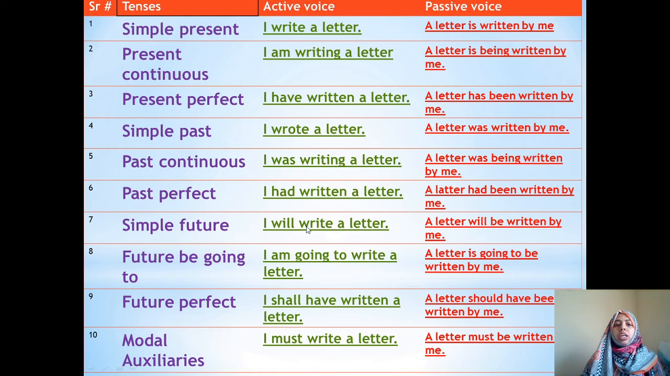Simple future: I will write a letter. A letter will be written by me. Future, be going to. When we change it, we change like this: I am going to write a letter. A letter is going to be written by me. Future perfect: I shall have written a letter. A letter should have been written by me. Modal auxiliary: I must write a letter. A letter must be written by me.